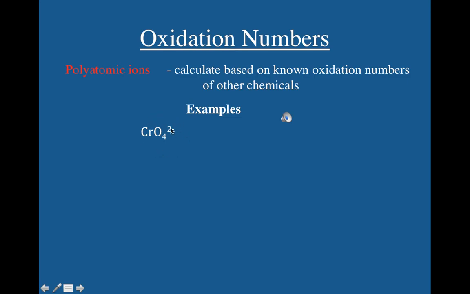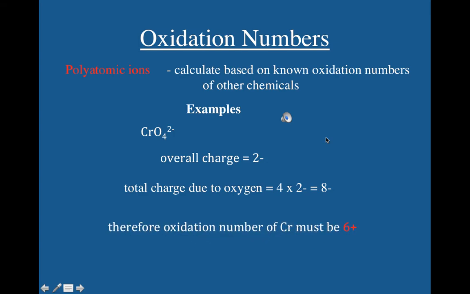CrO4 2-. Overall charge is 2-. 4 oxygens. It's going to drag the charge down to 8-. And the chromium has to bring the charge back up to 2-. So there's our overall charge of 2-. There's our 8- charge because of the 4 oxygens. And so chromium had to take it from 8- up to 2-. And it does that by being 6+. And the oxidation number is always the charge on one atom of an element.